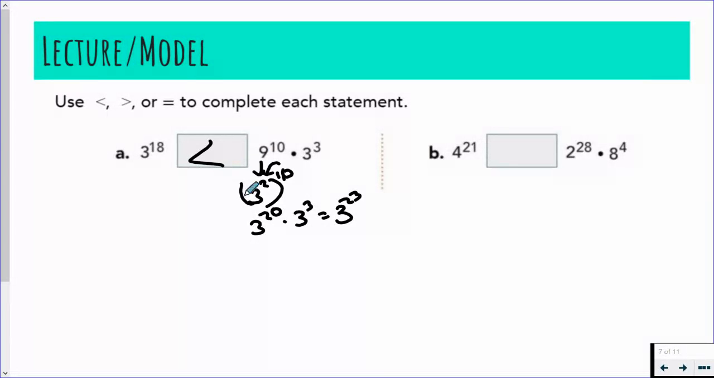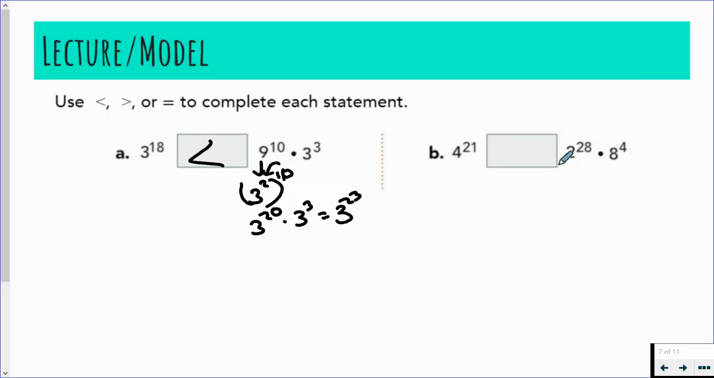Again, I got this because I changed that 9 to a 3 squared. 3 squared to the 10th power is actually 3 to the 20th power if you use your power of a power rule. And then multiplied by 3 cubed, we would add the exponents because that's our product rule, and we'd get 3 to the 23rd.